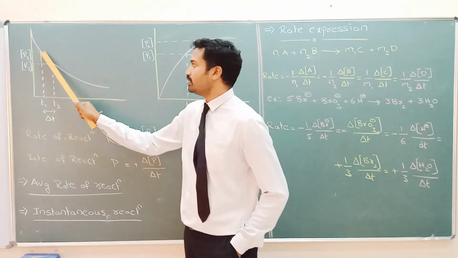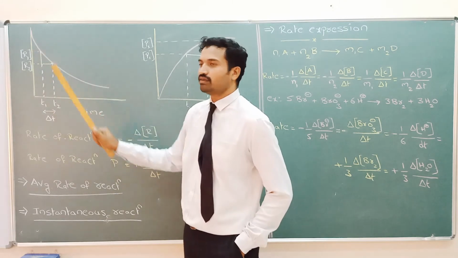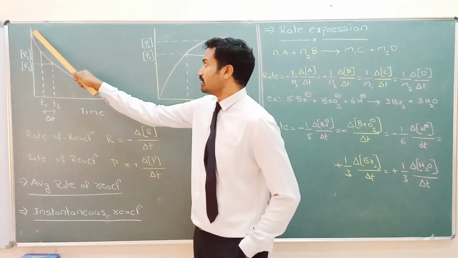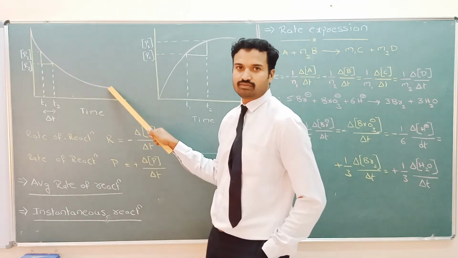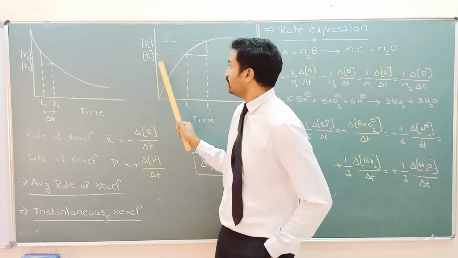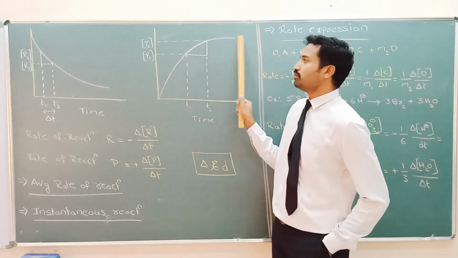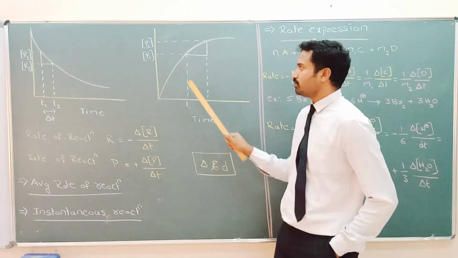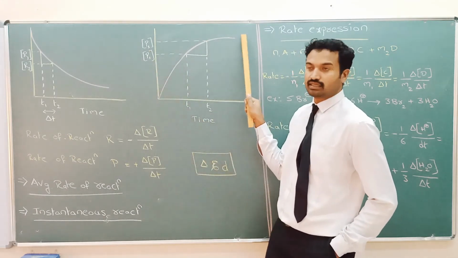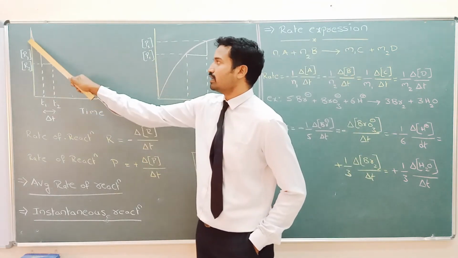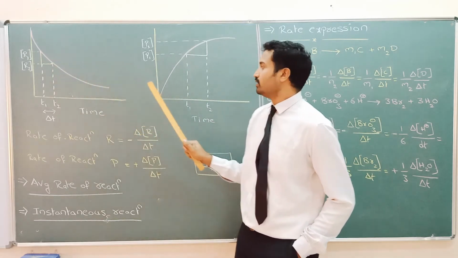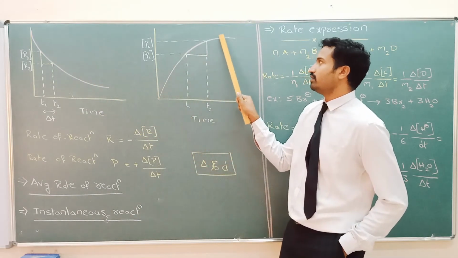So this slope is negative slope, R2 minus R1, negative slope. So this is the decreasing concentration of reactant. Here, increasing concentration of product. By the time consumption, product concentration gradually increases. Here, by the time consumption, reactant concentration gradually decreases. Here, product concentration gradually increases.